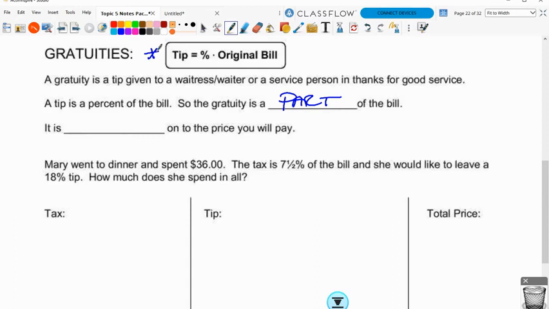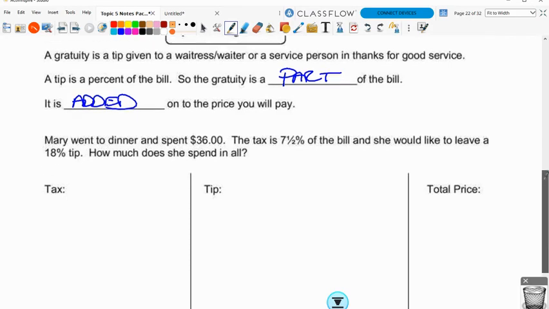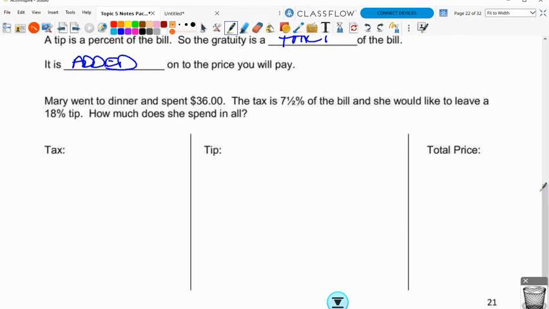Okay, and so if you look at the gratuity or the tip equation right here, tip equals a percentage of the original bill. The tip is in the part section of the percent equation. Tip equals a percentage of the original bill. Now, just like with tax, a tip is added onto the price that you pay. So in our example, it says that Mary went to dinner and spent $36. The tax is 7.5% of the bill, and she would like to leave an 18% tip. How much does she spend in all?